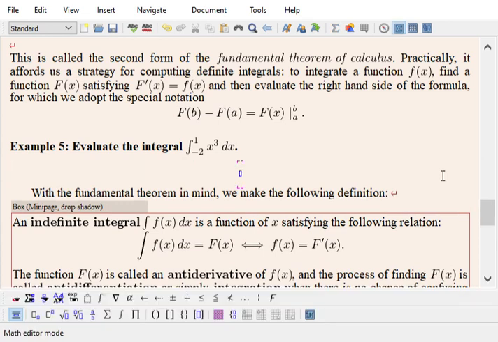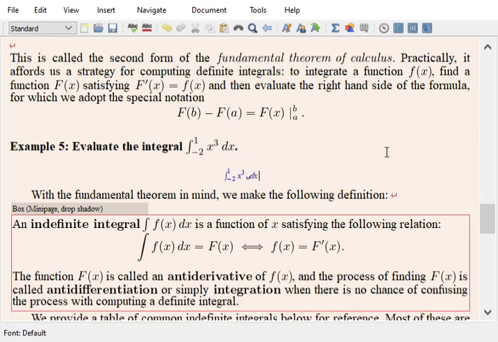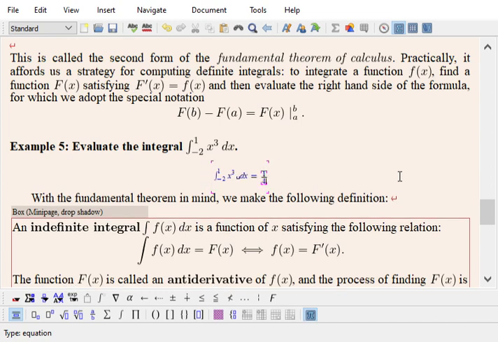Okay, so now we have the tools necessary to evaluate analytically, in other words, without expensive computations, this integral. So what do we want to do? Well, we need to find a function whose derivative is equal to x cubed. By the power rule, it's not too hard to see that that function is going to be x to the fourth over 4.